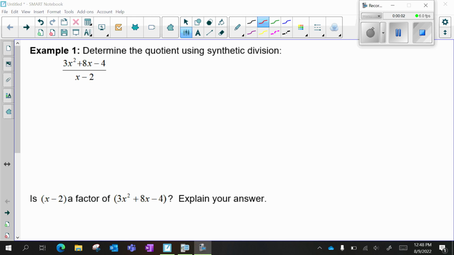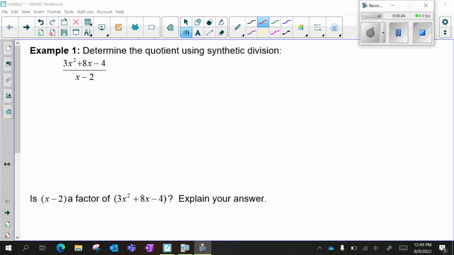So we're going to start off with a review of division. Example 1 says, determine the quotient using synthetic division. So remember that for synthetic division, I want to make sure that I have my polynomial in standard form from highest exponent down to the lowest, and that I don't need any placeholders.